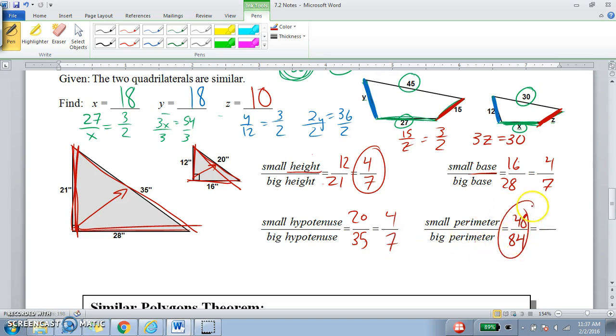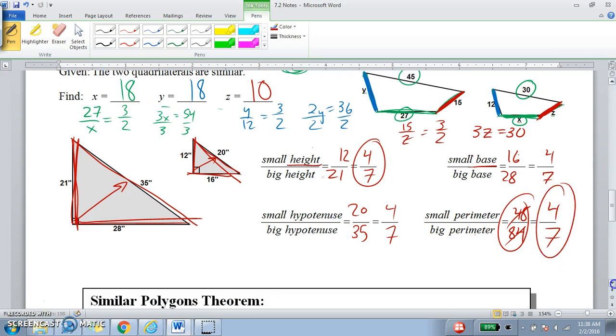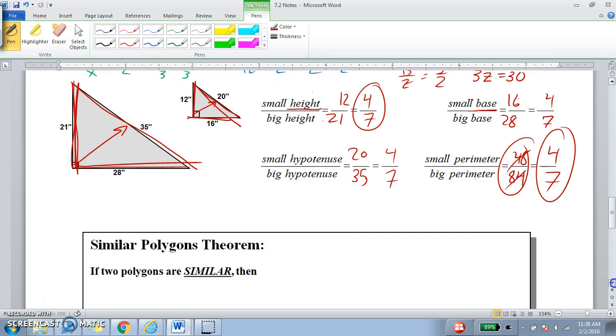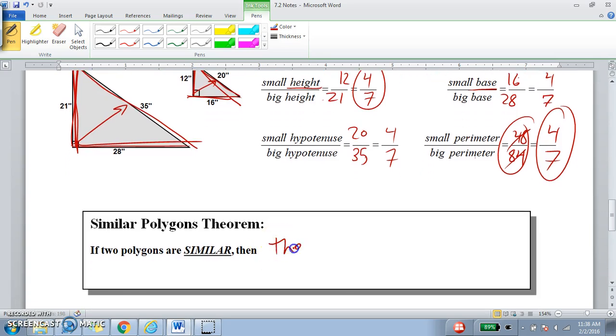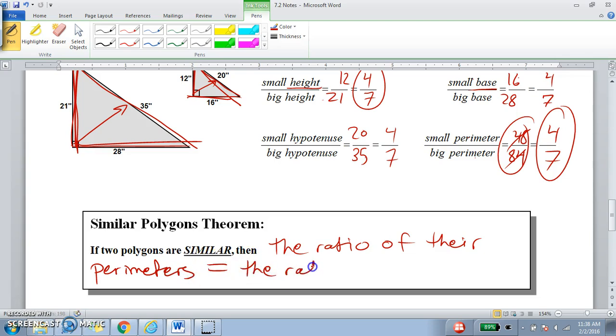Perimeter. So this is all the sides added up. This one we can reduce by 12 also. Becomes 4 over 7 if I reduce each of those by 12. 12 goes into 48 4 times, goes into 84 7 times. So this proves our next point, that if two polygons are similar, then the ratio of their perimeters equals the ratio of their sides.